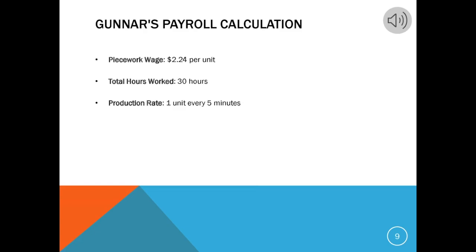His piecework wage is $2.24 per unit. Total hours worked is 30 hours, and his production rate is 1 unit every 5 minutes.